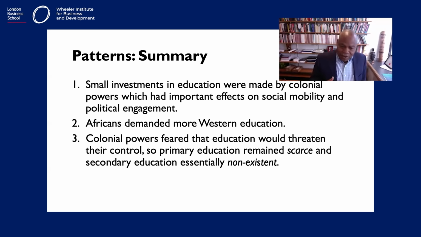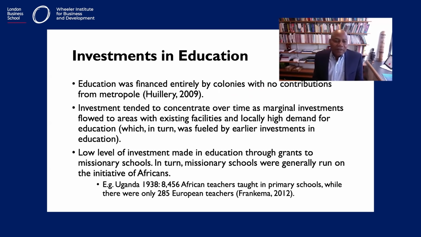So as I said earlier, primary education remained very scarce. The education investments were made with no contribution from the metropole. Investment tended to concentrate over time, as marginal flow went to areas where existing facilities and locally high demand for education existed. And the low level of investment made was through grants to missionary schools. And in turn, missionary schools were generally run on the initiative of Africans.